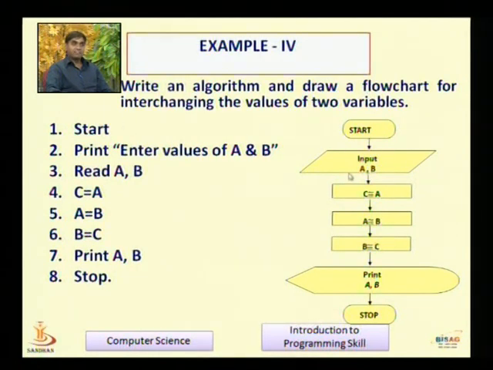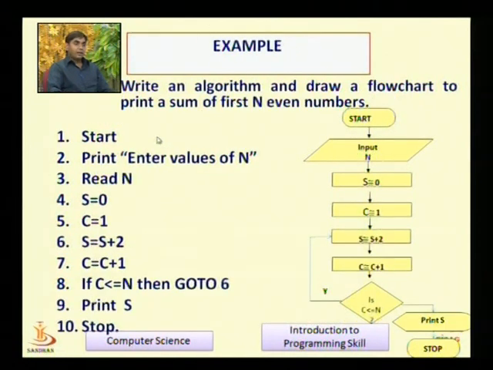The same thing I have shown in a flow chart. Start, input A and B, A is transferred to C, B is transferred to A, C is transferred to B, then print A and B and stop. These are the steps in the flow chart.